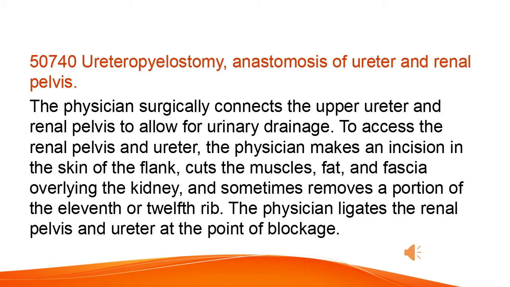Ureteropyelostomy, anastomosis of ureter and renal pelvis. The physician surgically connects the upper ureter and renal pelvis to allow for urinary drainage. To access the renal pelvis and ureter, the physician makes an incision in the skin of the flank, cuts the muscles, fat, and fascia overlying the kidney, and sometimes removes a portion of the 11th or 12th rib. The physician ligates the renal pelvis and ureter at the point of blockage.